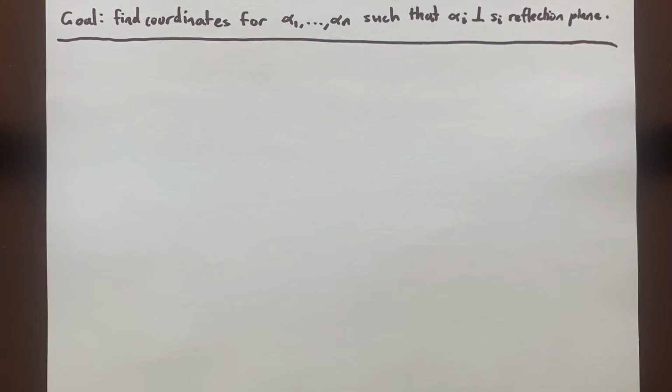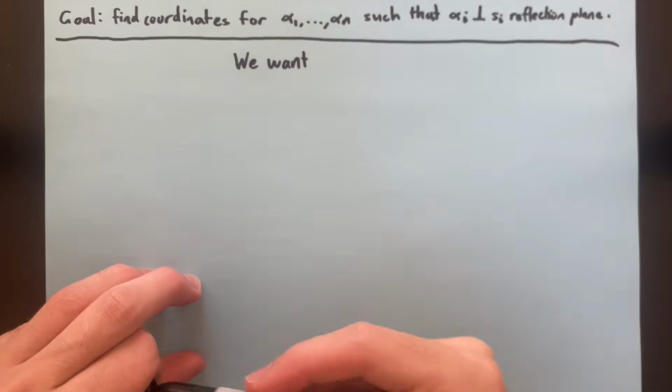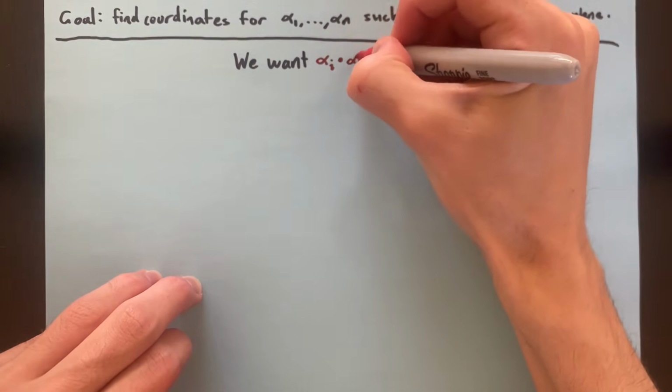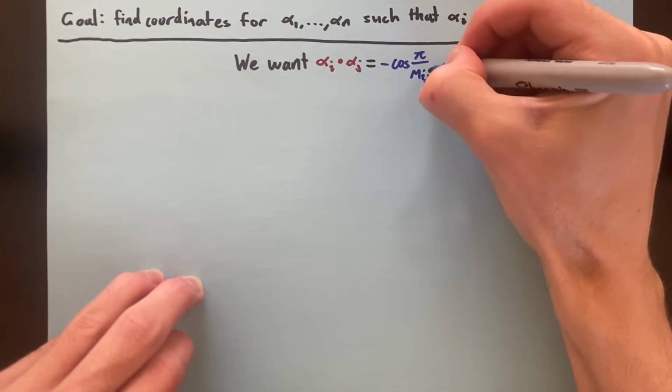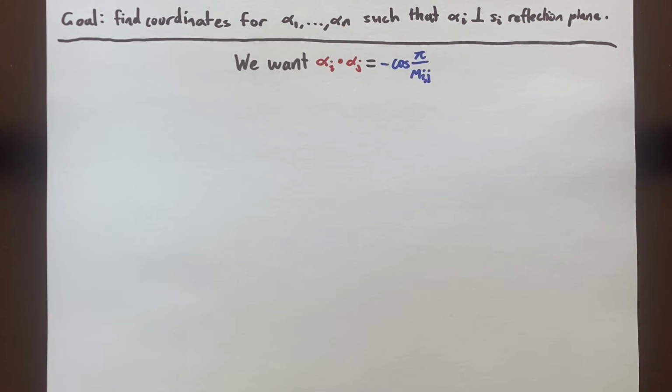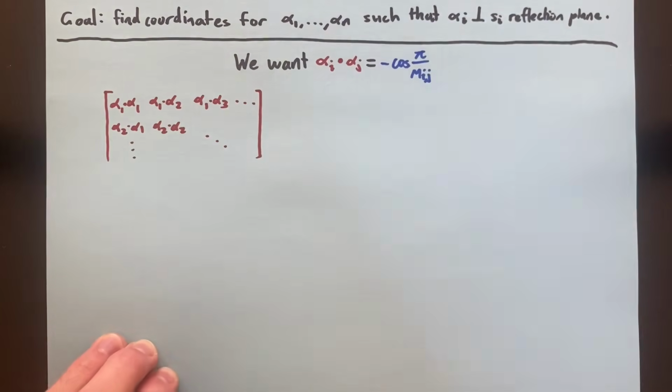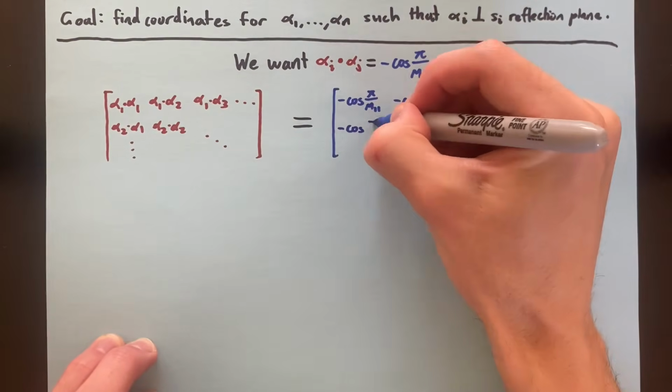To figure out how to do this, we just have to go back to where we got these functions in the first place. Recall that negative cosine pi over m was supposed to be the dot product between roots. So we need to find coordinates for these roots so that these dot products line up with these cosines. That means solving this giant system of equations.